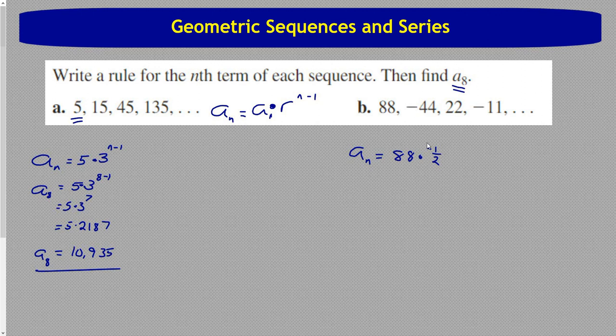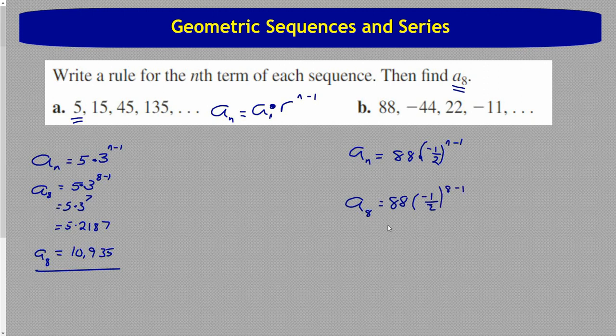Okay, and then that number, the negative 1/2, is raised to the n minus 1. So there's our rule. We want to find a sub 8 now. So a sub 8 is equal to 88 times negative 1/2 to the 8 minus 1. So that's 88 times negative 1/2 to the 7th. Again, it could be tempting to multiply 88 by negative 1/2, but we can't do that yet. We need to find negative 1/2 to the 7th.